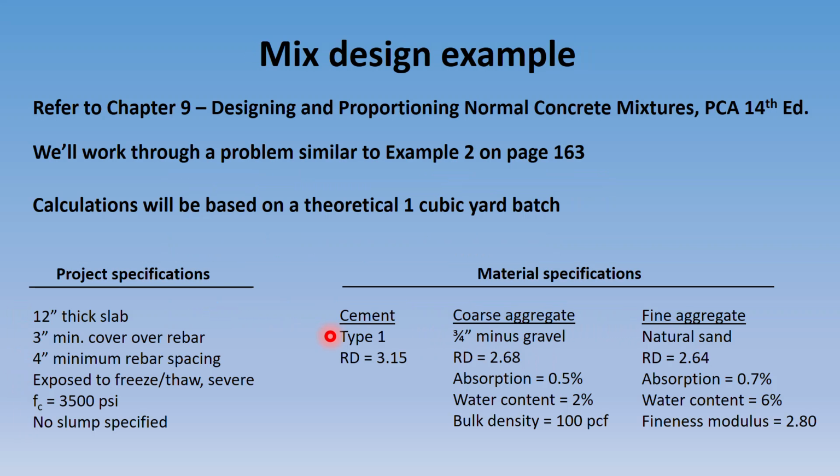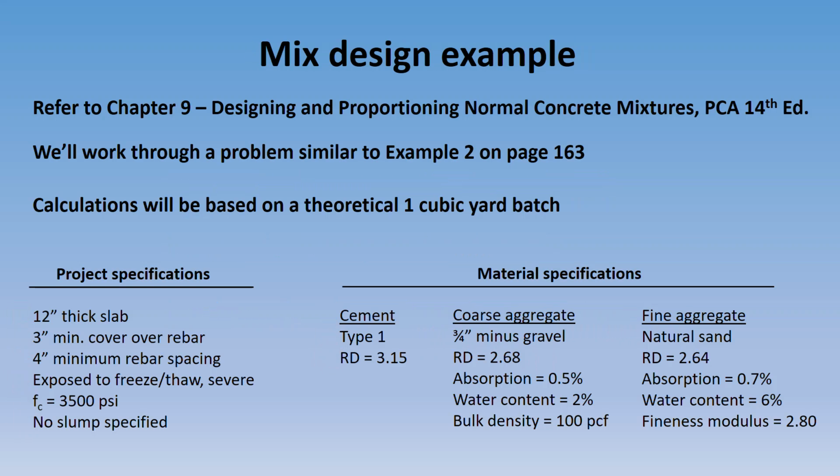The material specifications, the raw materials that we have to work with: we're using a type 1 normal cement, Portland cement. I should be specific in that. Remember, cement is a generic term that means any kind of binding agent. We're working with a Portland cement mix design here. And Portland cement has a relative density of 3.15.